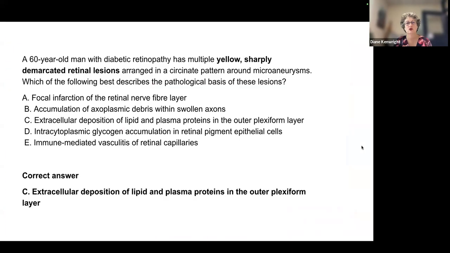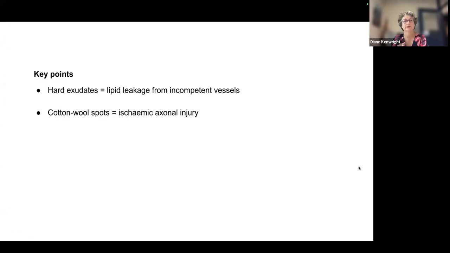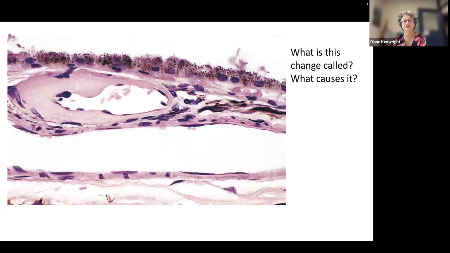The next page will show, again, a typical MCQ. This slightly out of focus photo is another example of a hard exudate, showing the difference you might get with different staining qualities. Note as well that we have a subretinal exudate here. So the key points they have to come away with: hard exudates are lipid leakage from incompetent vessels, and cotton wool spots are ischemic axonal injury.